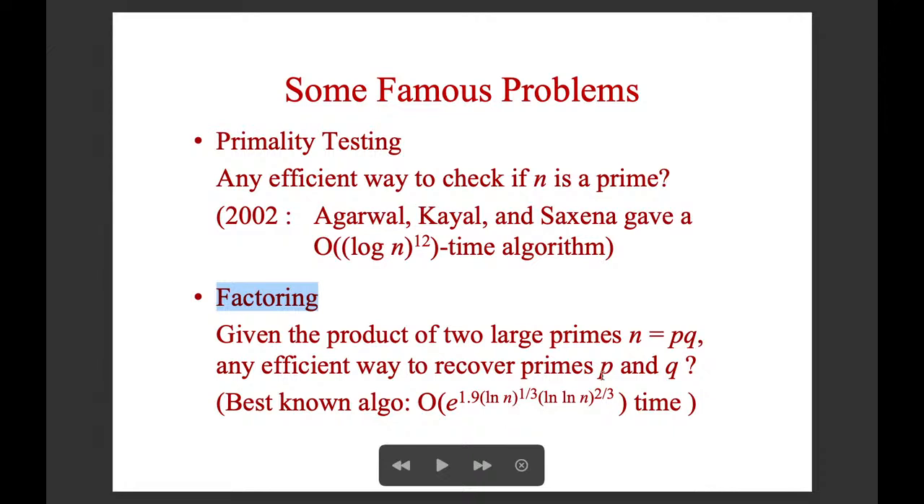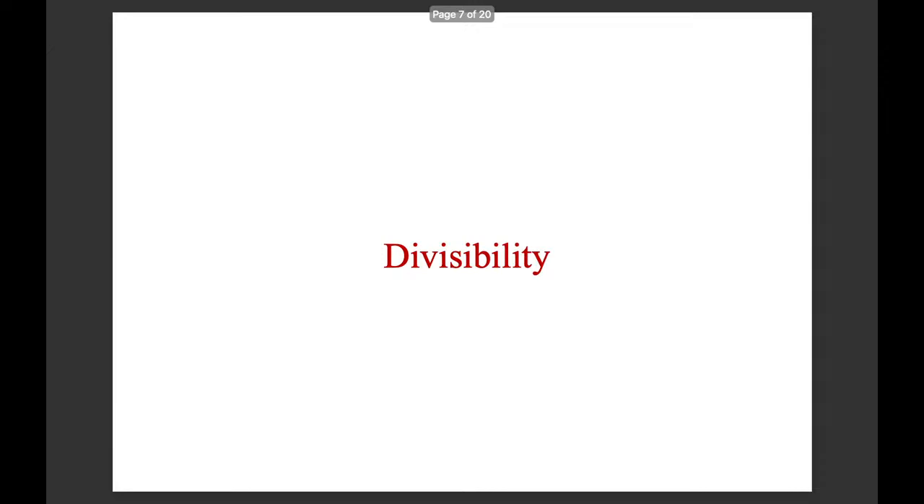So this is still an exponential time algorithm, but not that exponential. It's not like n. So far, nobody knows whether we can solve the problem here in polynomial time. Okay, so these are all the introductions of some famous problems that we have in number theory.